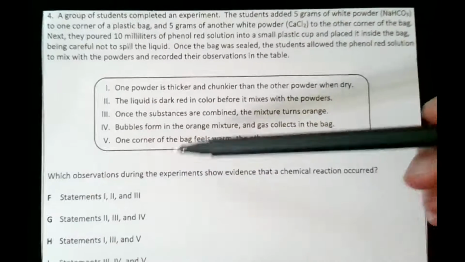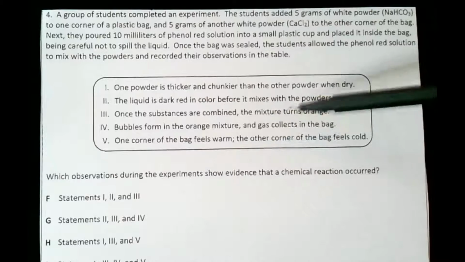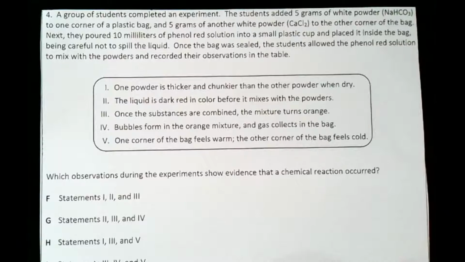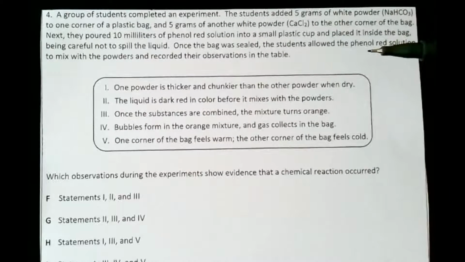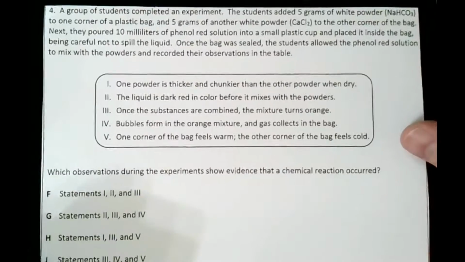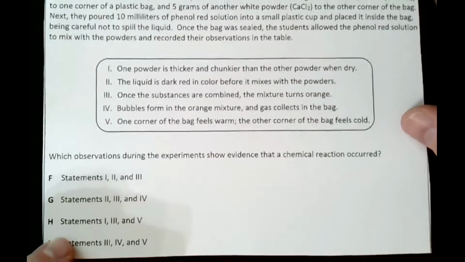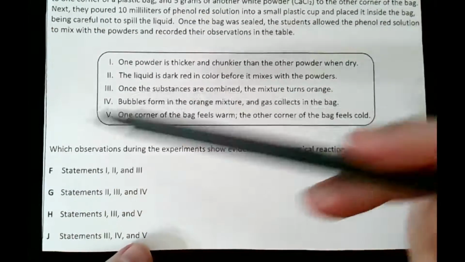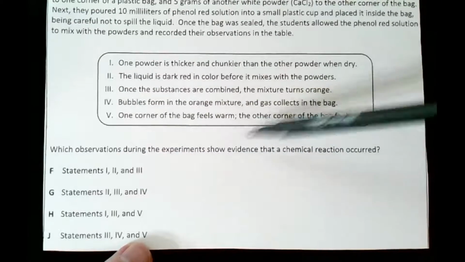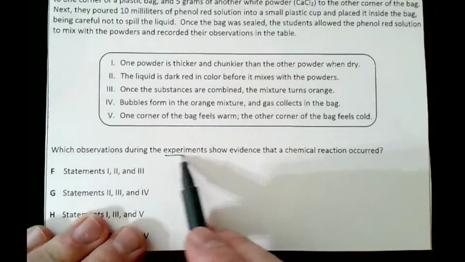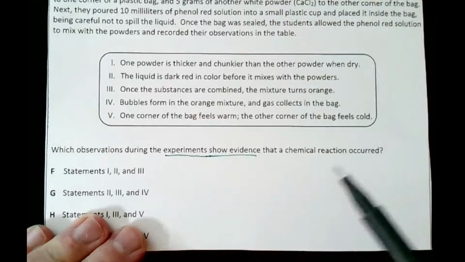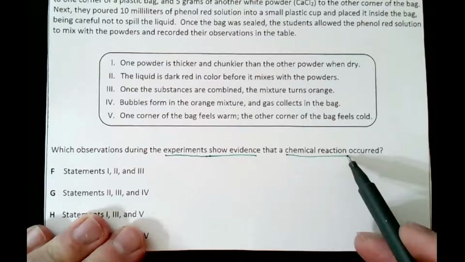Which observations during the experiment show evidence that a chemical reaction has occurred? You can see a question pop up on your screen, and go ahead and tell me, what is this question asking? Fantastic. So from analyzing this, we see which observations during the experiment show evidence that a chemical reaction has occurred. So we're looking for which of these show evidence of a chemical reaction.